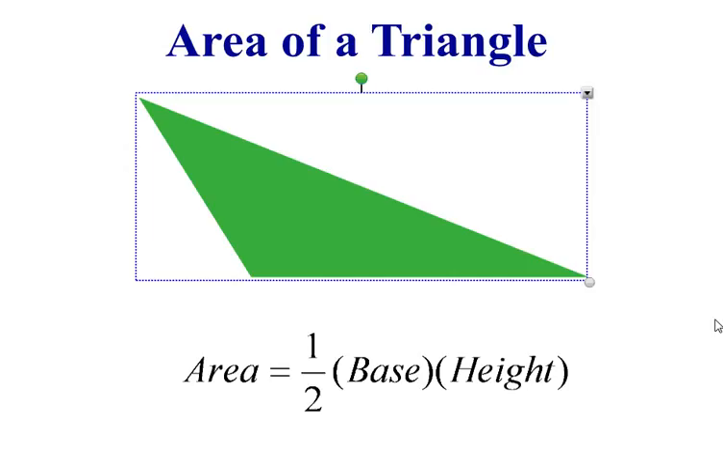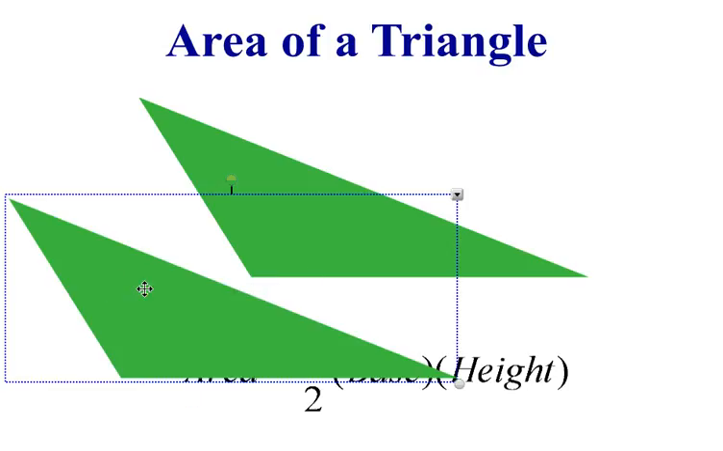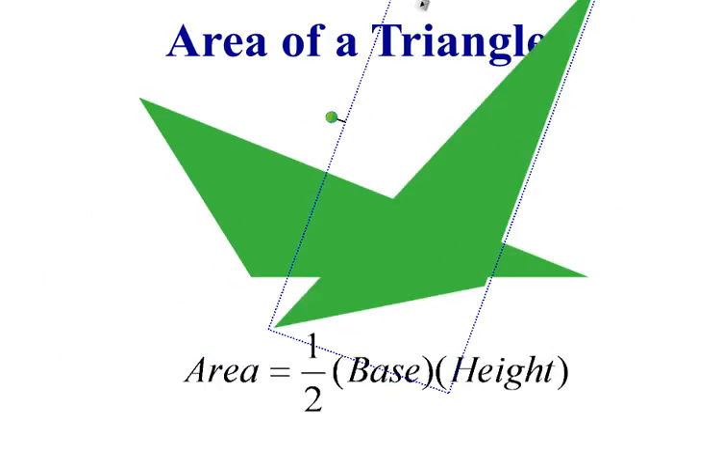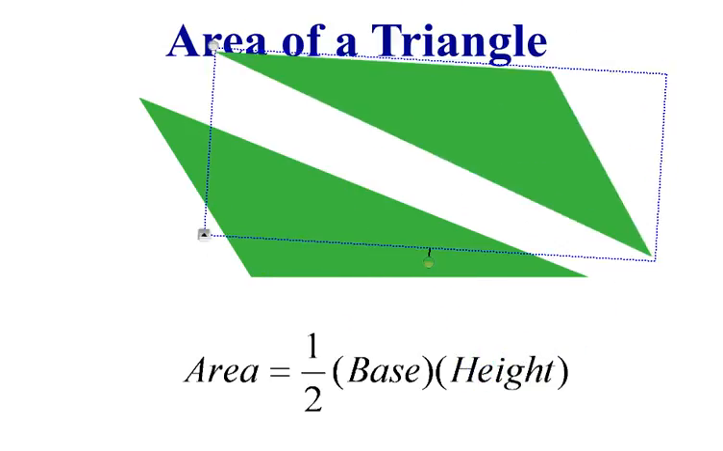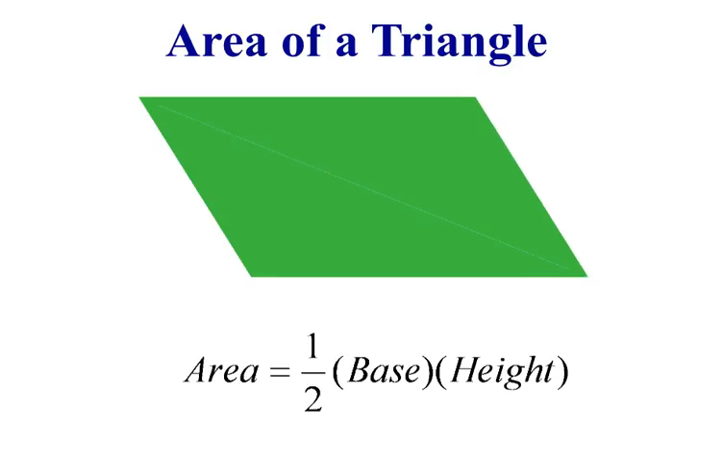Because if I were to take this triangle and I were to duplicate it, so I have a congruent triangle here. Now if I take it up here and I rotate it around, and I put it into place, I have a parallelogram, right? And I can do this with any triangle. Duplicate it, flip it around, put it right next to the original, and you create a parallelogram.